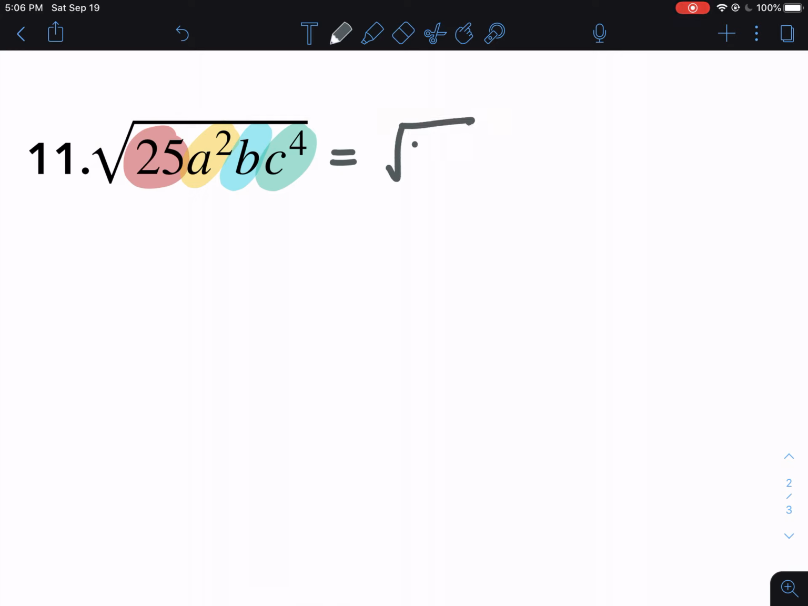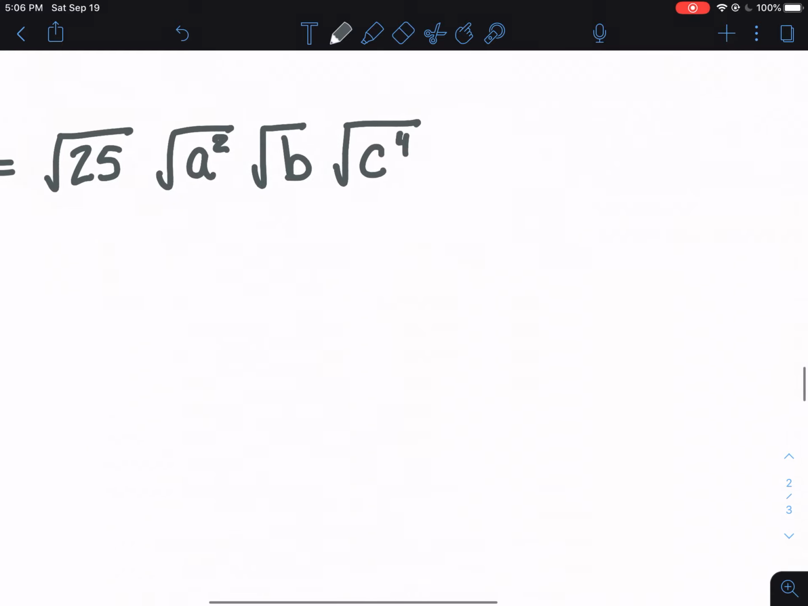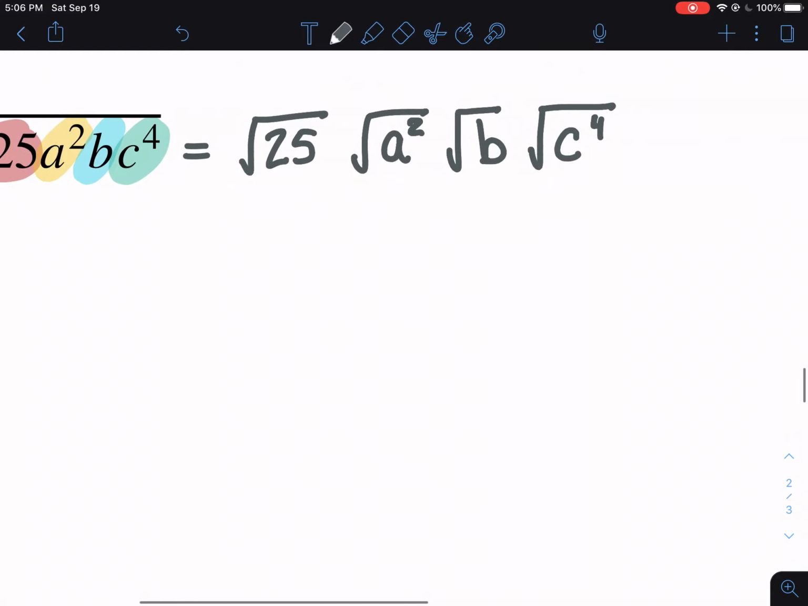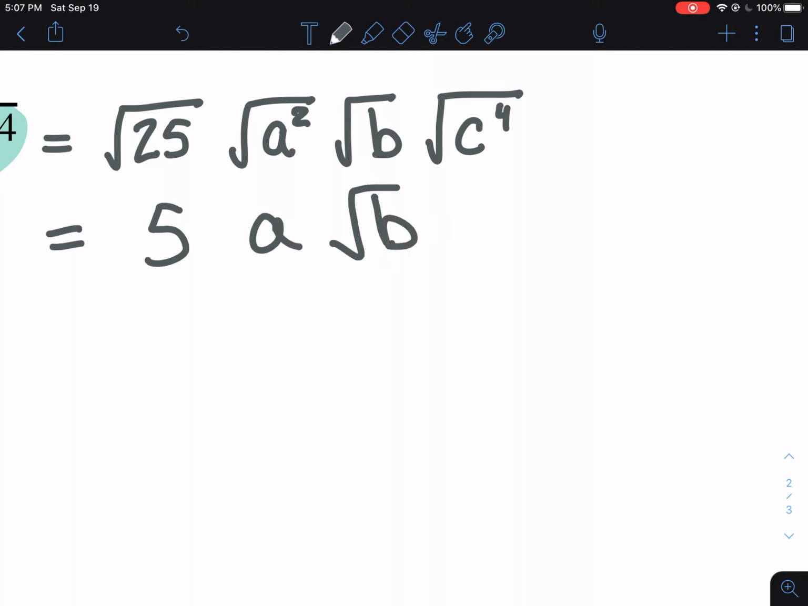Okay, so we have the square root of 25 times the square root of a squared times the square root of b times the square root of c to the 4th. Well, let's simplify this out. The square root of 25 is 5. The square root of a squared is a. The square root of b we can't simplify anymore, so it's just the square root of b. Hey guys, c to the 4th power.